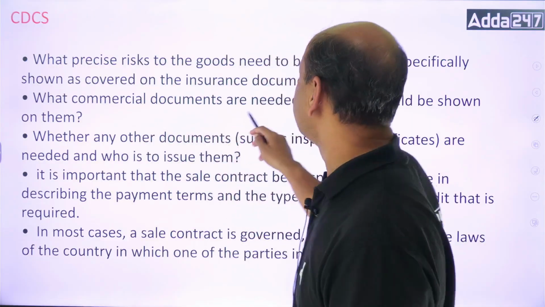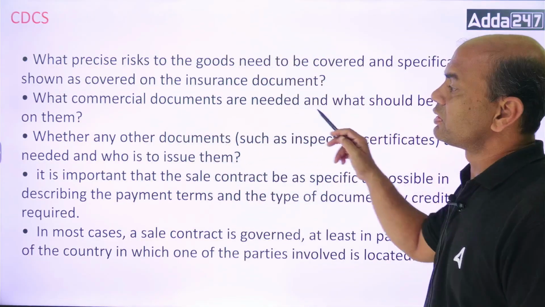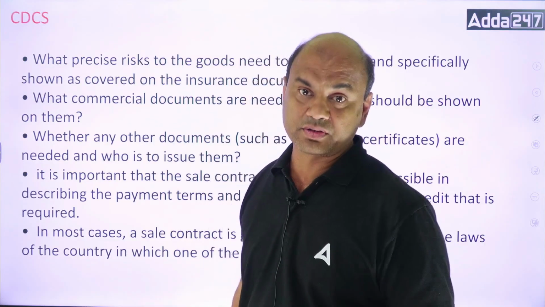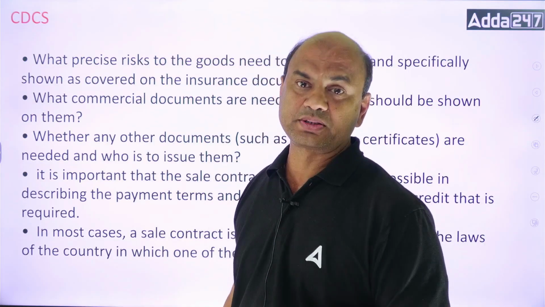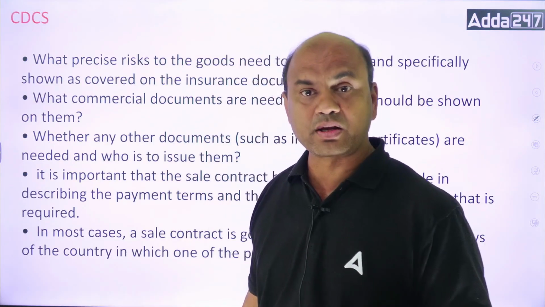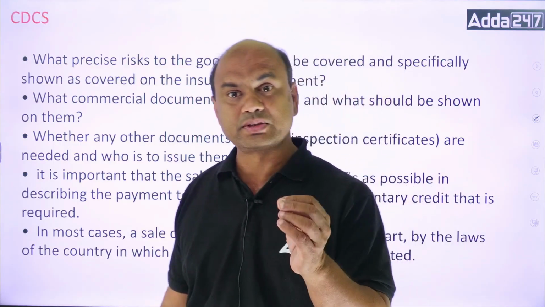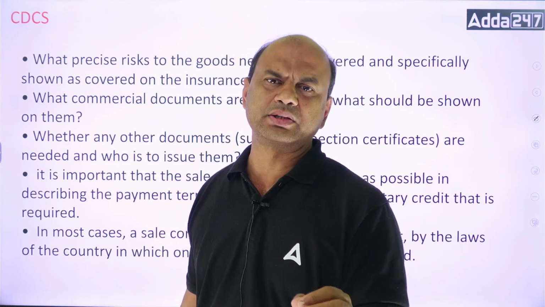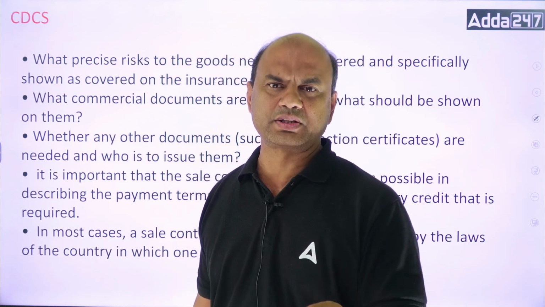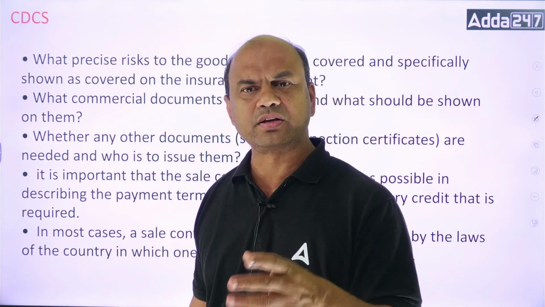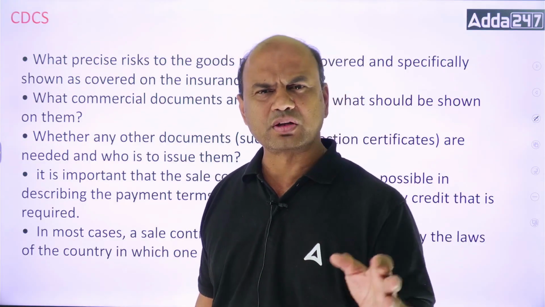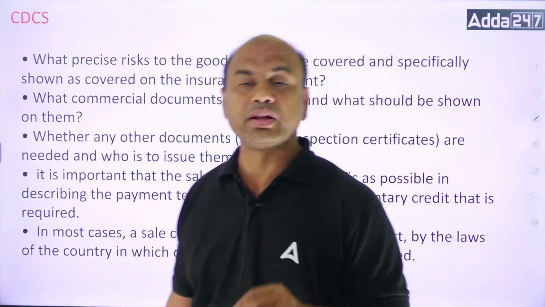What commercial documents are needed and what should be shown on them. Very important. What commercial documents, invoice, okay, and other shipping documents as well. So which documents are required? This will be decided between the buyer and the seller. They will say, I want invoice, insurance, bill of lading, bill of exchange, okay, packing list, certificate of origin. Now this includes all, commercial and financial also. Financial means bill of exchange. So it will include all.